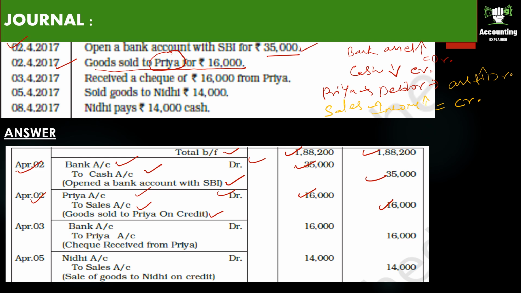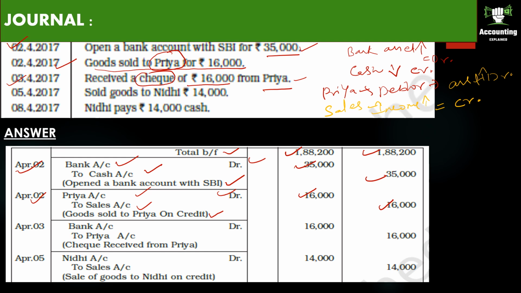Received a cheque of rupees 16,000 from Priya. Priya has paid us by cheque now for whatever we have sold on 3rd April. So cheque means bank. Bank is going to be increased. Okay. So what you are going to do? You have to first Priya. Priya now has paid us money.